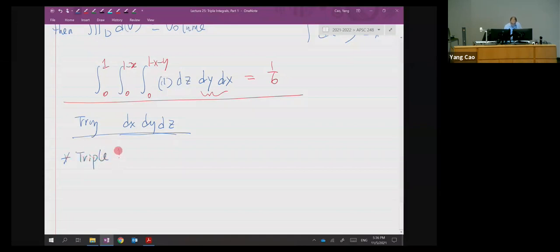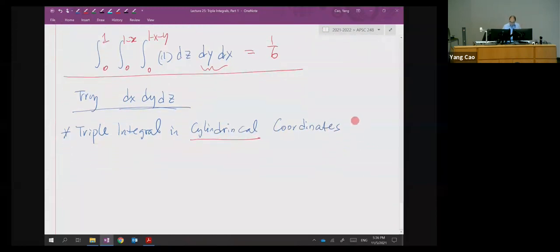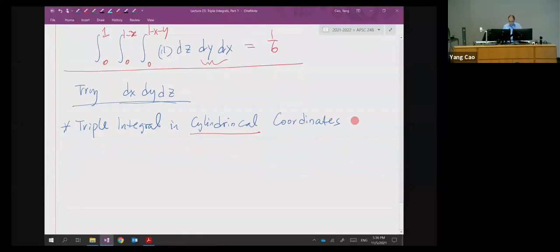So now let's take a look at triple integral in cylindrical coordinates. This is different, the first time you're hearing it, but you will see that it has a lot to do with polar coordinates. This is a new coordinate system called cylindrical coordinates. It is basically like Cartesian in 3D space, a different way to describe the location of a point.